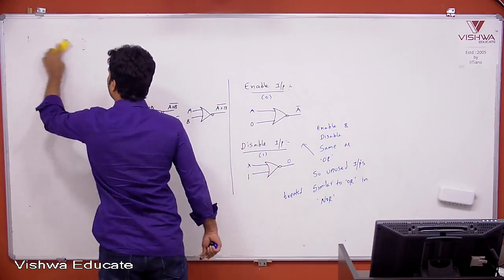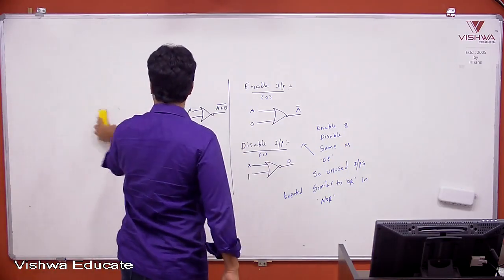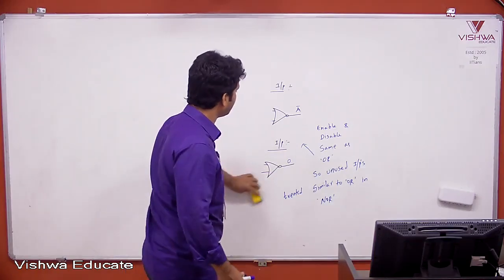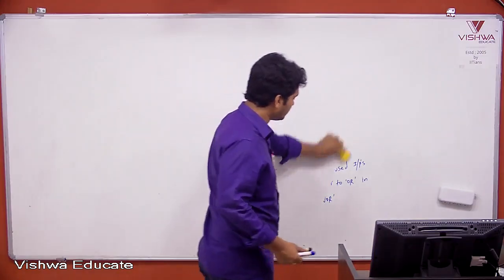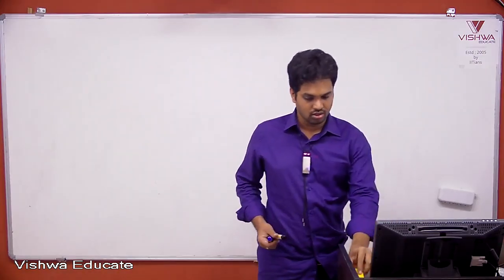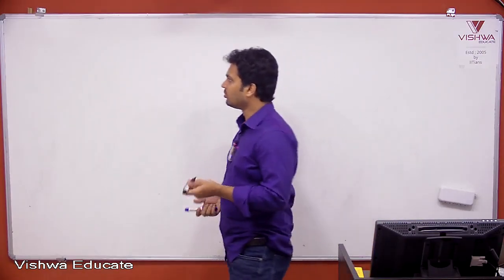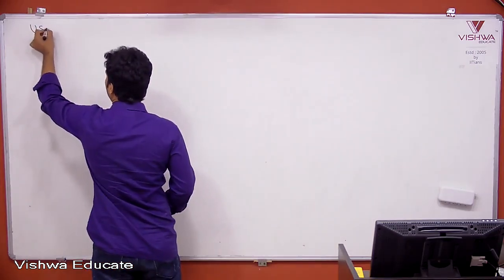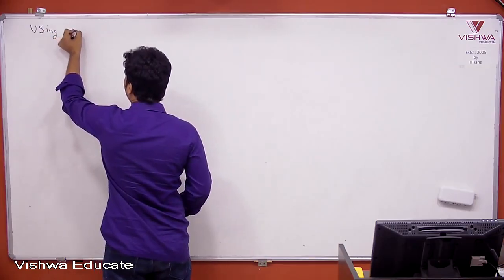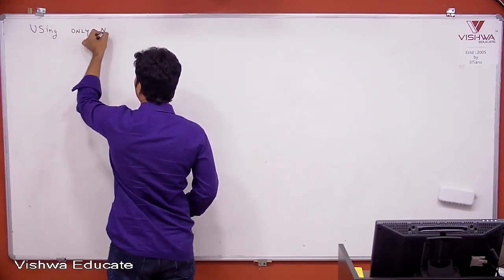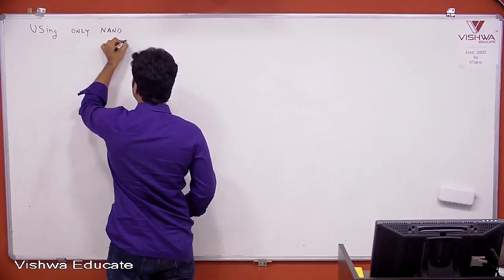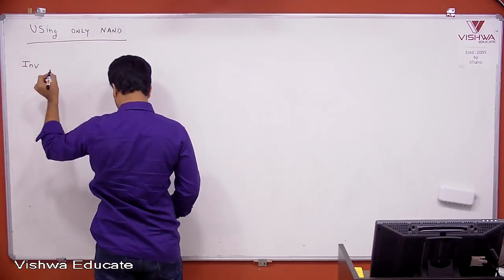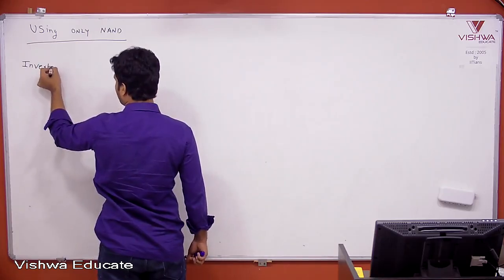Now, let me try to implement the basic gates, AND gate, OR gate, and inverter, using only NAND gates and using only NOR gates. Then let me prove it as a universal gate. Let me show first using only NAND. First, I'll make the inverter.